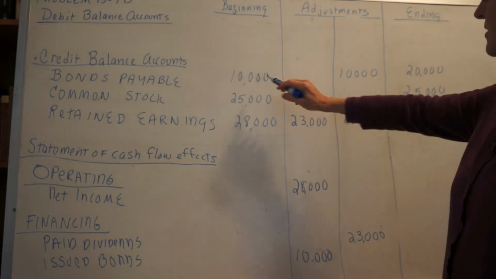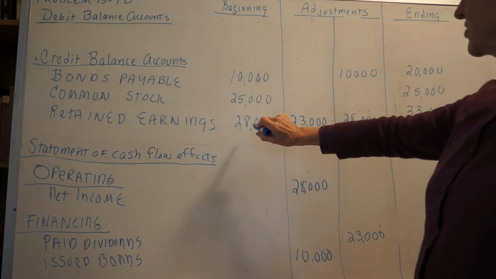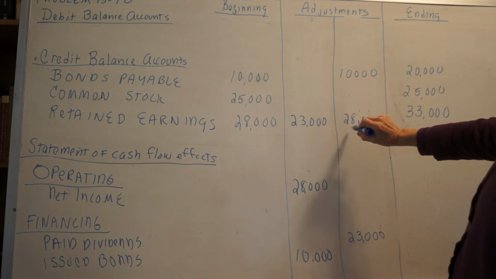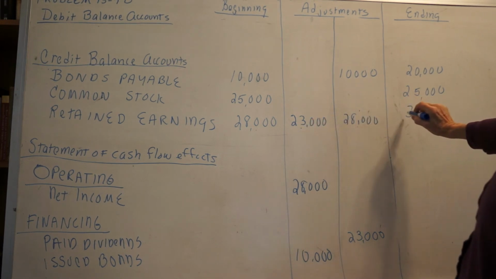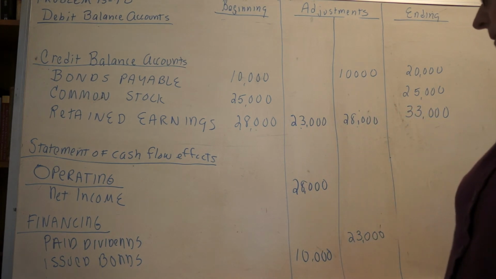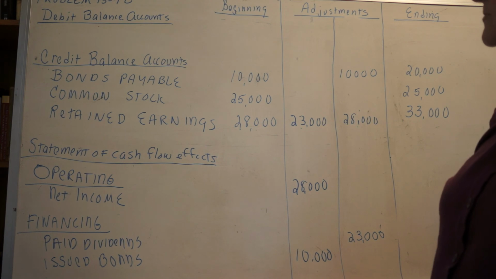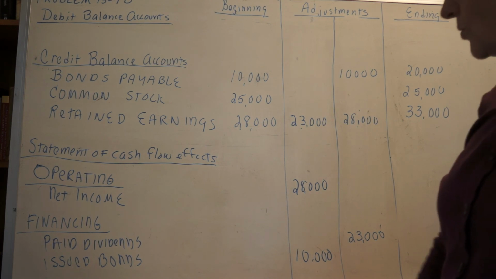We just double check now this adds across. Nothing happened with the common stock. The 28 plus the 28 minus the 33 minus the 23 should give us the ending balance. And that looks like that's it for the financing section. Okay.